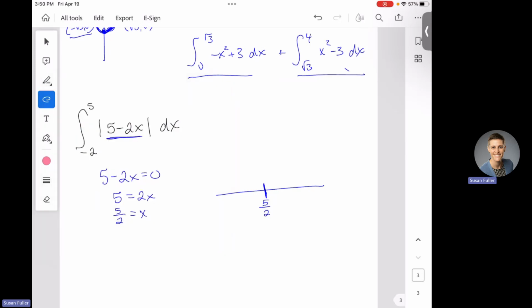So I'm going to pick some test values on either side of 2.5. So I'll pick one over here. Bigger than 2.5, I'm just going to say 4.